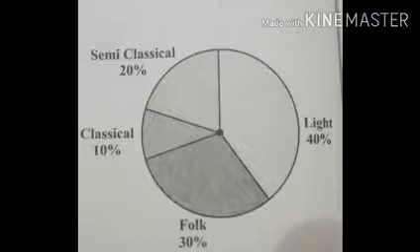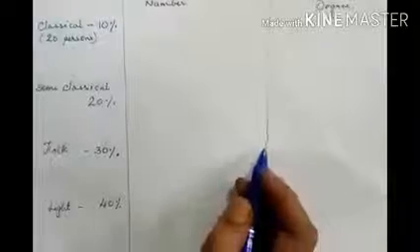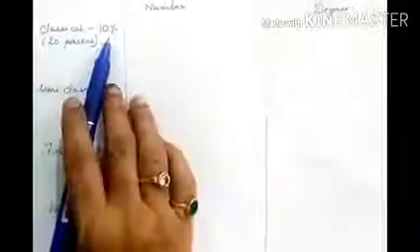We can easily convert percentage into degrees. We don't even need to know the number of people here. That can be directly converted from percentage to degree, and from degree to percentage also can be directly converted. But here let's also find the number of people, those who like classical or semi-classical or light or folk music. So see what we have to do. You know that the total of percentage is always 100.